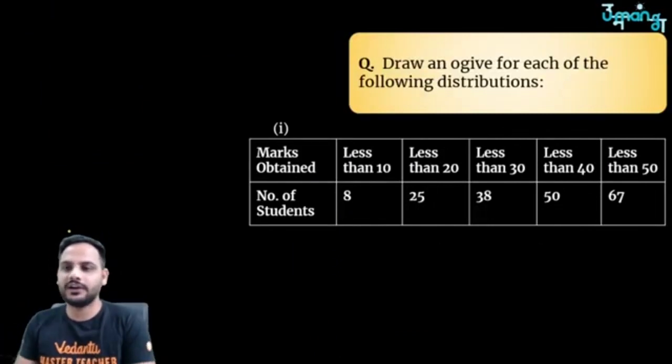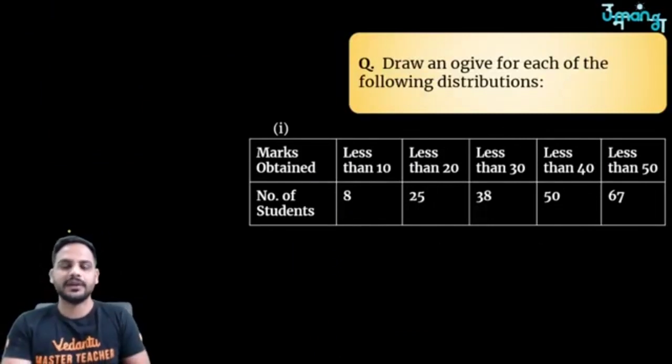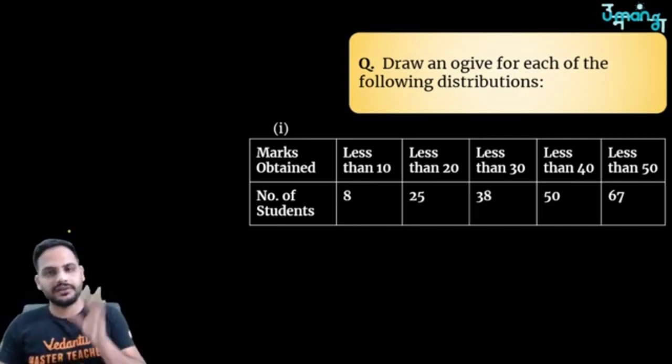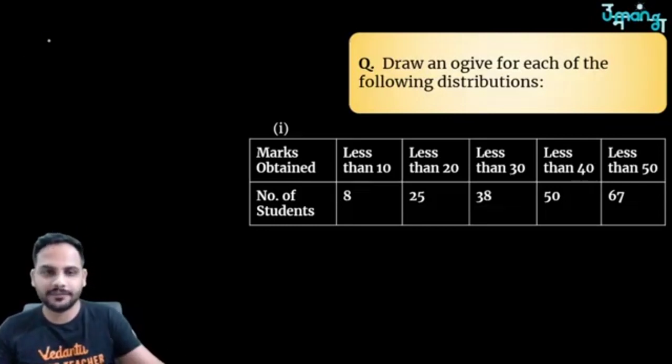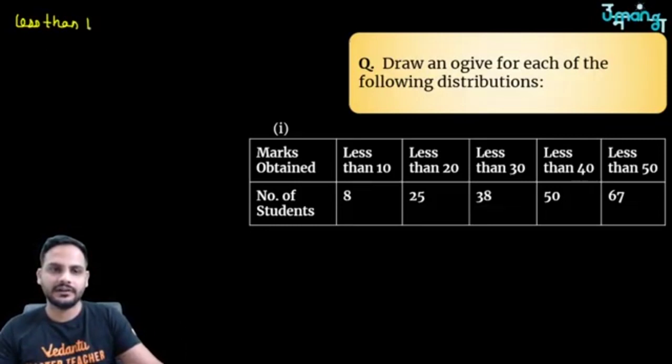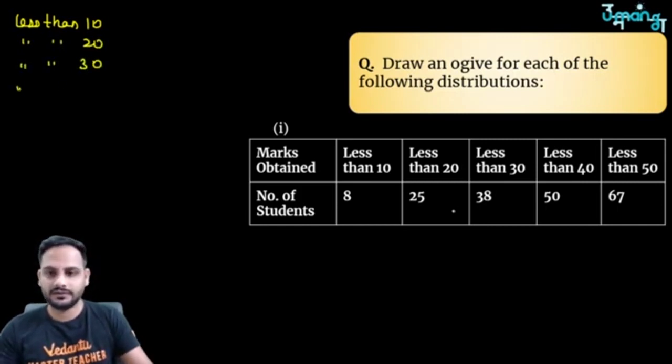The question is, draw an ogive for the following distribution table. Now look, less than 10, less than 20, less than 30, less than 40, less than 50. So in the less than type, this table is good enough for us. The table is going to look like this: less than 10, less than 20, less than 30, less than 40, less than 50, and the frequency is given as 8, 25, 38, 50 and 67.